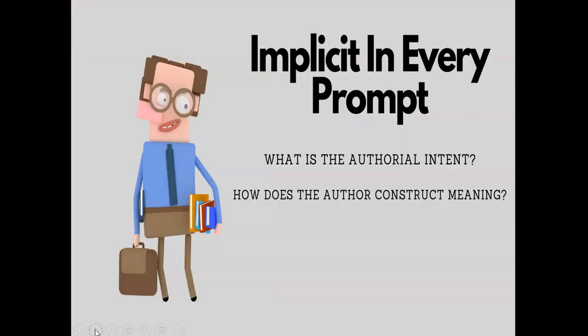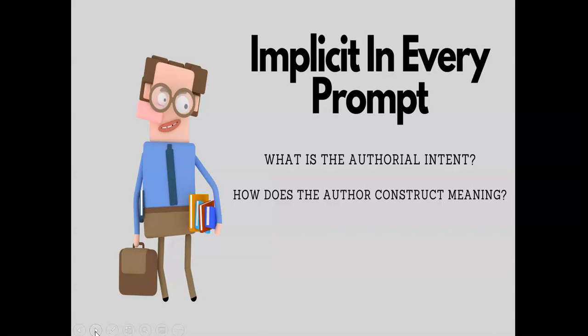So here's the kicker with literary analysis, and this is especially true for FRQ1 and FRQ2 on the AP Literature exam. Implicit in every single one of those prompts are 2 questions. What is the authorial intent, and how does the author construct meaning? If our students answer those 2 questions within the inverted thesis construct, they're going to come out of the gates pretty blazing. So it sets them up to perform literary analysis, which is the demand of the assignment.